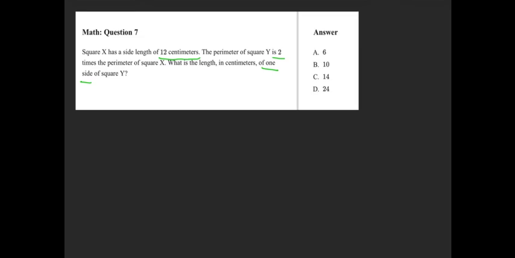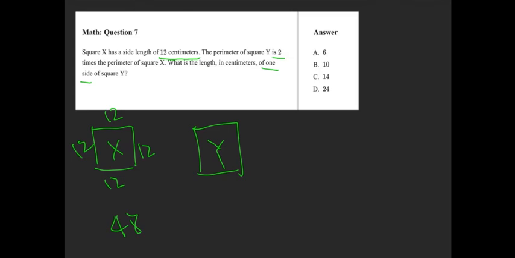So first of all, square x has a side length of 12 centimeters, and square y has a perimeter that is 2 times the perimeter of square x. So what is the perimeter of square x? Well, the perimeter is just all the side lengths added up. So that would be 12 plus 12 plus 12 plus 12, which is 48.